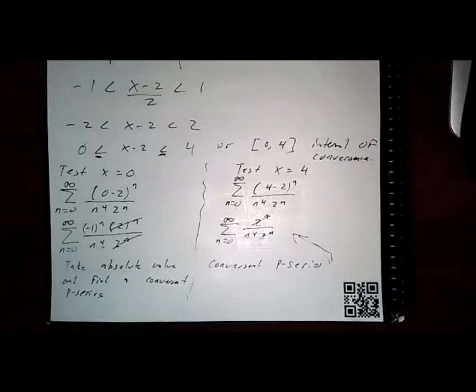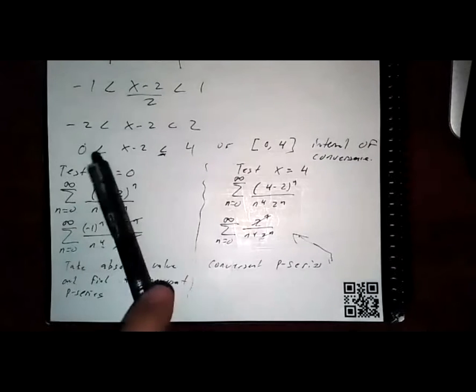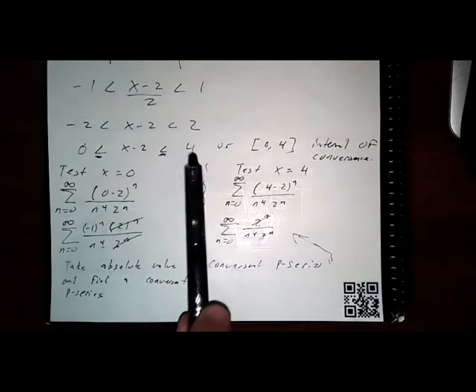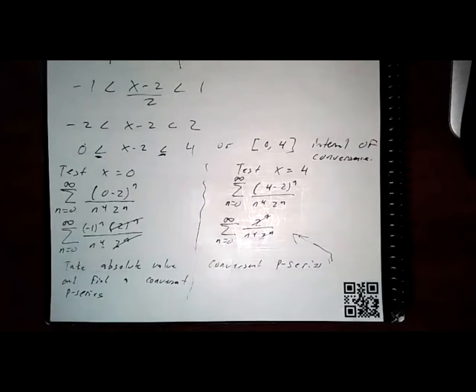So you'll do the same thing whenever you say the word interval or find the interval. You do the same thing we did for the radius. It's just that the one extra step is test the endpoints by plugging in x equal to 0 and x equal to that 4. That's it.